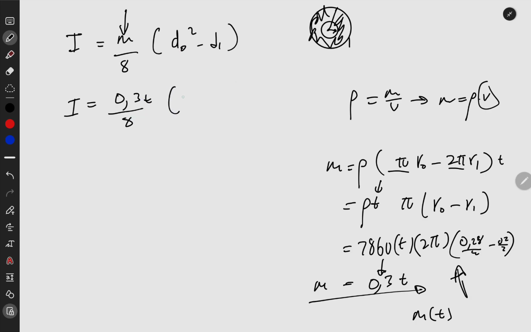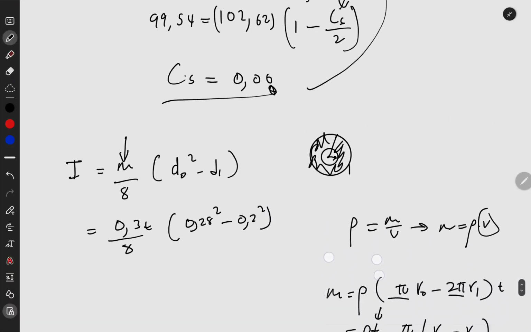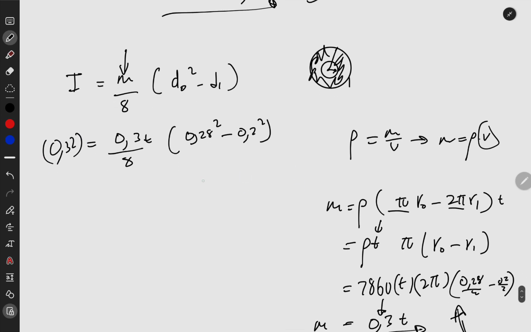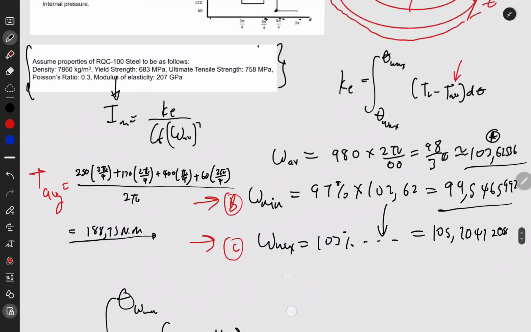We also know all these d naught, that's 0.28 squared minus 0.2 squared, and then we know the r i here. I think that's what we got on our last, so 0.32. Then you solve here to find your thickness, because it's literally only one unknown here, it's thickness. If you did very well, your thickness should be 0.091. It is in meters because I already changed everything to meters. So we have answered the very first question here.